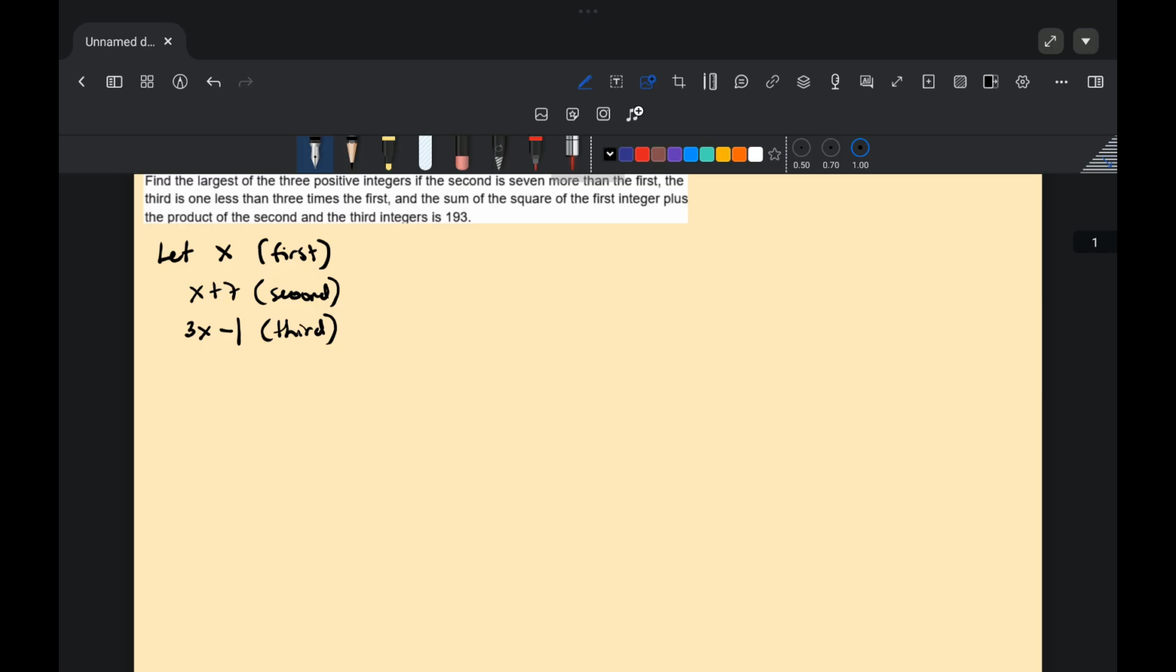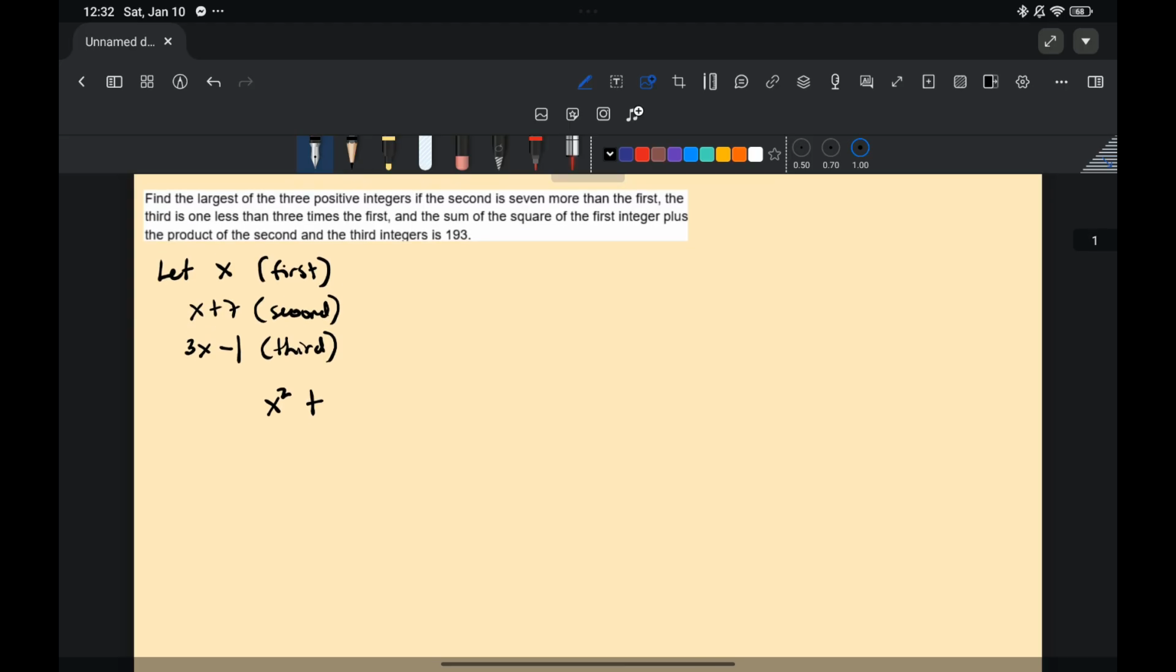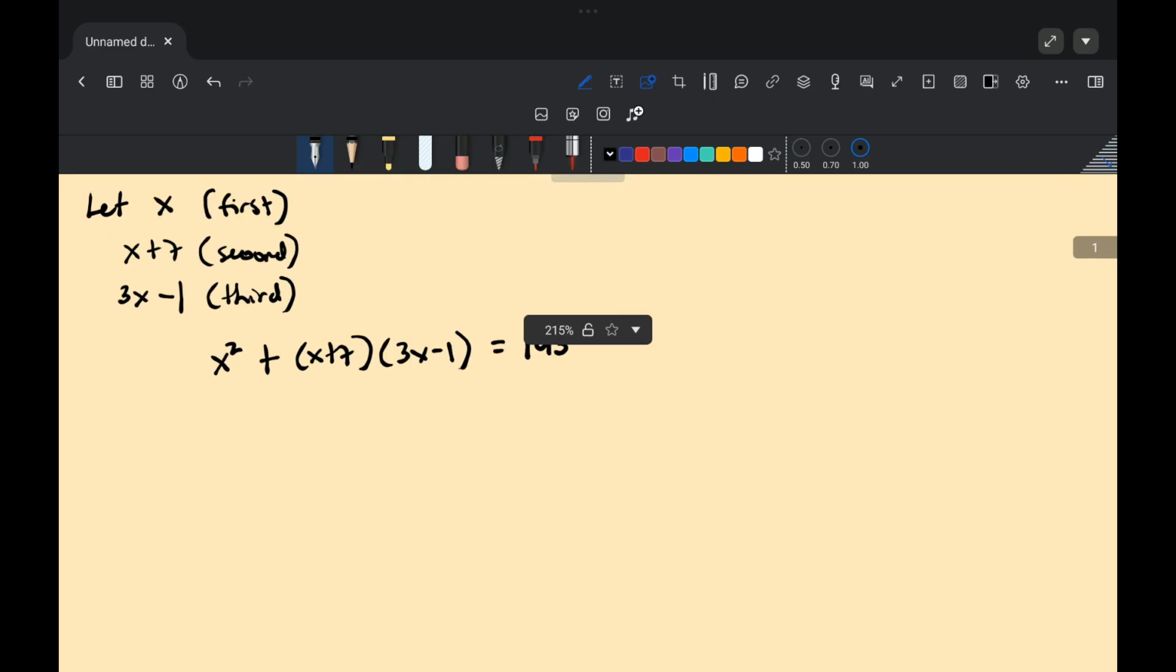And then, the sum of the square of the first integer, so x squared, plus the product of the second and the third integers is 193. So x squared plus (x plus 7)(3x minus 1) is equal to 193. We just followed the conditions stated in the problem. So let's try to answer it.